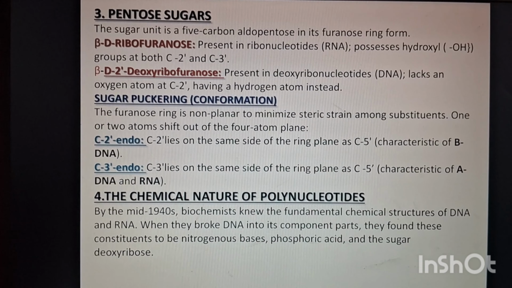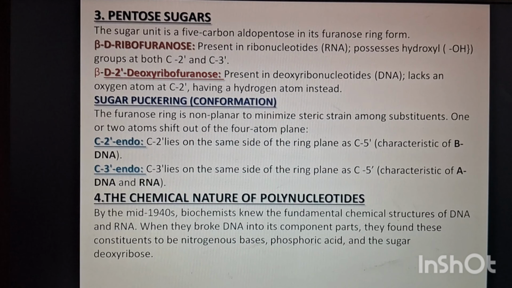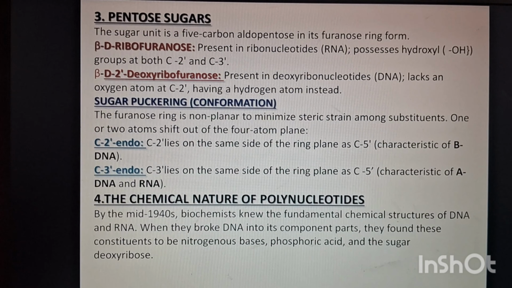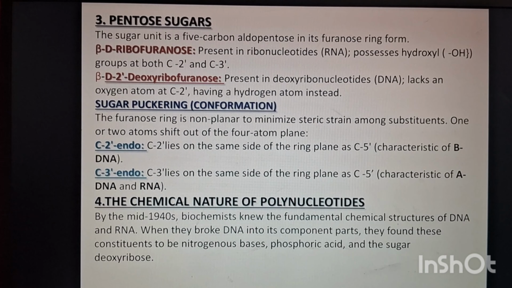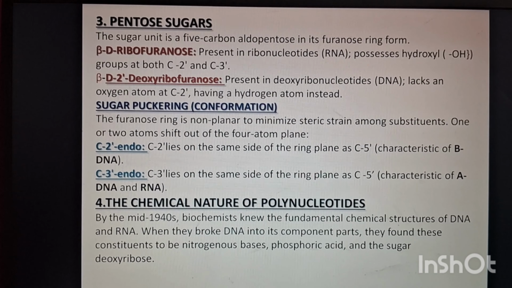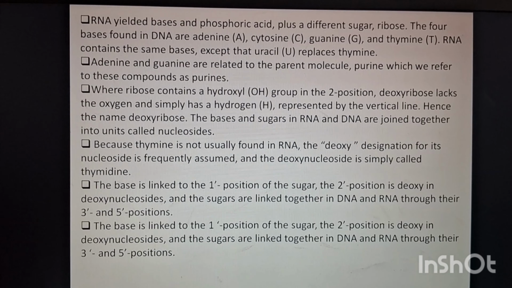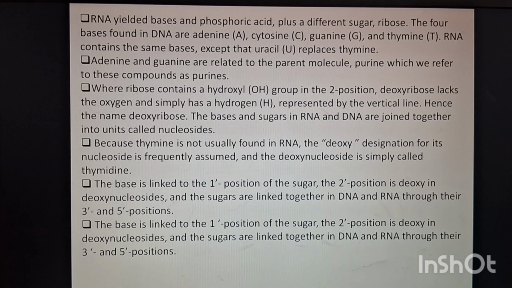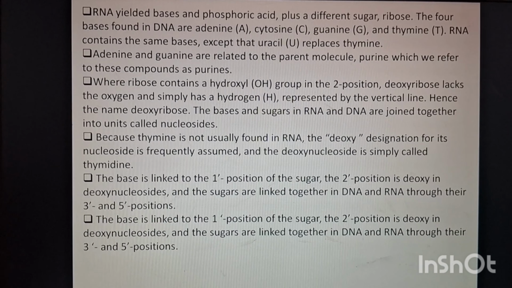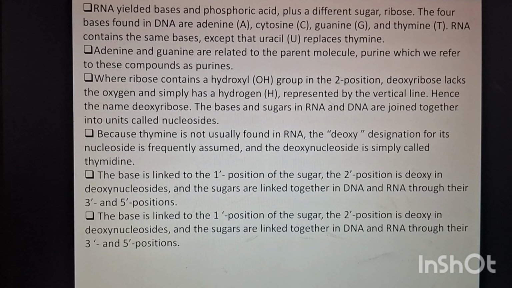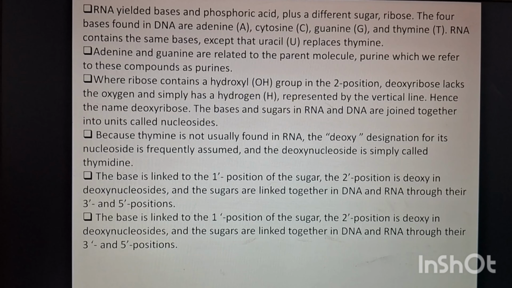Next, the chemical nature of polynucleotides. By the mid-1940s, biochemists knew the fundamental chemical structures of DNA and RNA. When they broke DNA into its component parts, they found these constituents to be a nitrogenous base, phosphoric acid and the sugar deoxyribose. Next point, RNA yielded bases and phosphoric acid plus a different sugar, ribose. The 4 bases found in DNA are adenine, cytosine, guanine and thymine. Next, RNA contains the same bases except that uracil replaces thymine.